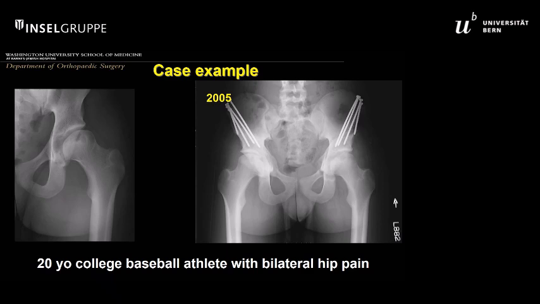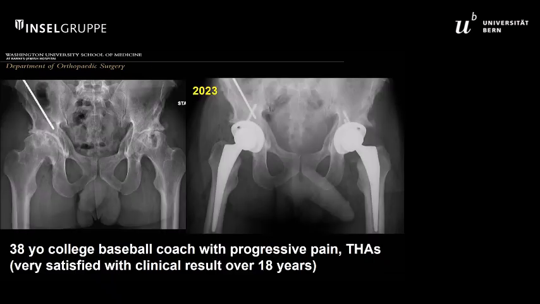He had an excellent outcome with this and went several years. He finished his collegiate baseball career. He then went on to coaching baseball. He then presented 18 years after his PAO with worsening pain. These are those radiographs. Now he's on the left, 18 years out from his PAO. He was actually very satisfied with the clinical outcome and the fact that he could return and complete his collegiate athletic career. This year, he underwent bilateral staged total hip arthroplasties as shown on the right.